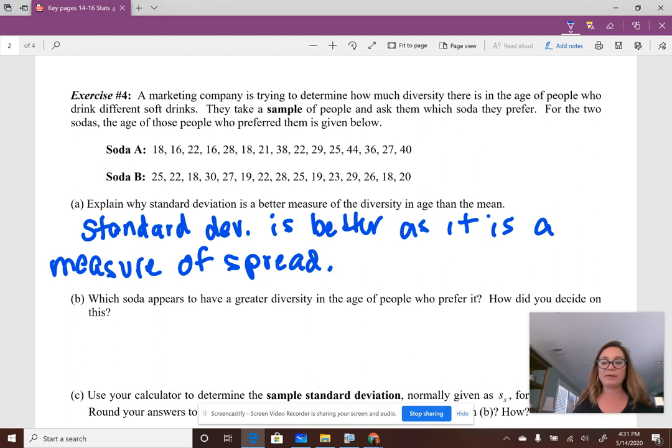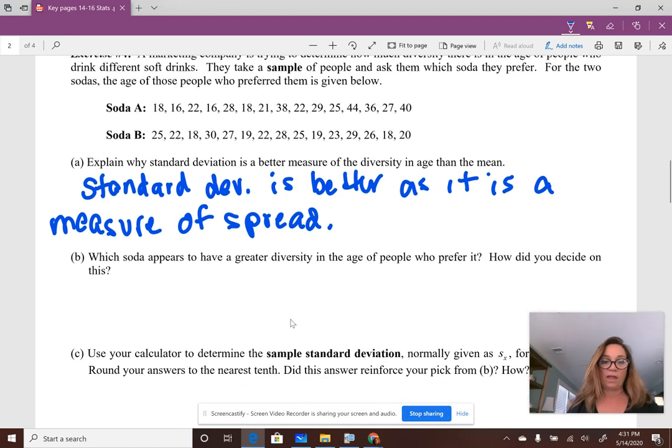And I could probably be a little more articulate when I say this. Basically, the mean gives you the typical age. The standard deviation gives you the variety. Which soda appears to have greater diversity in the age of people who prefer it?